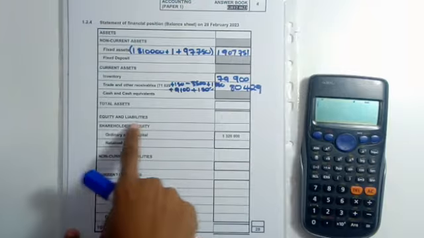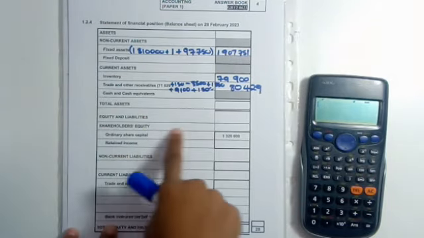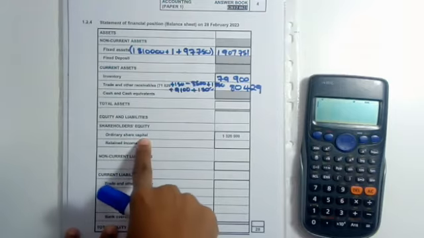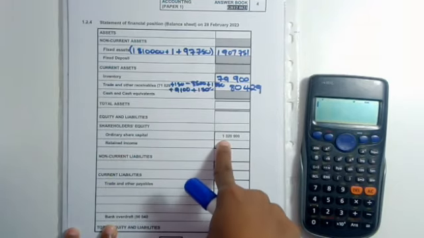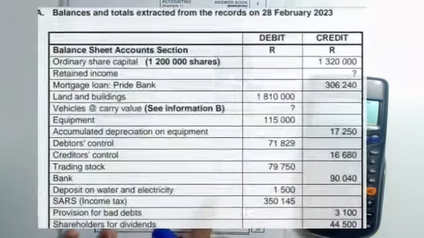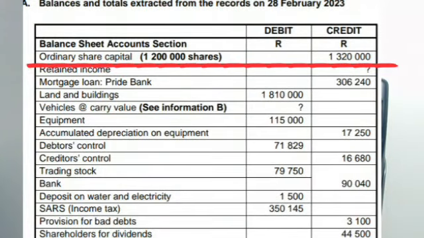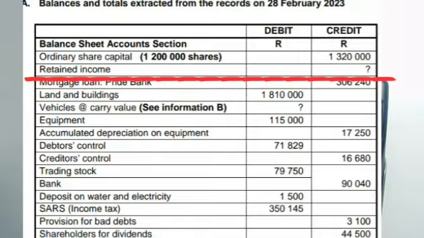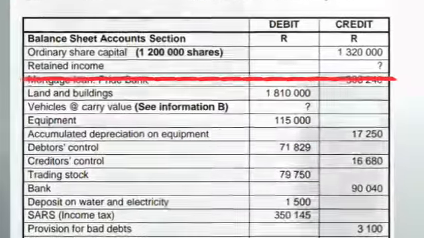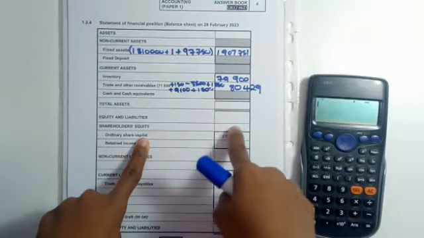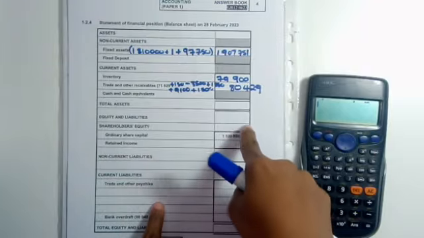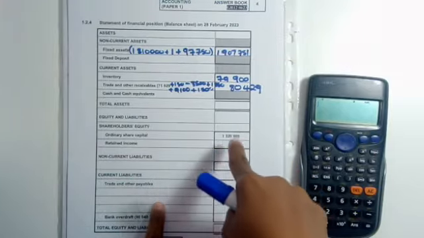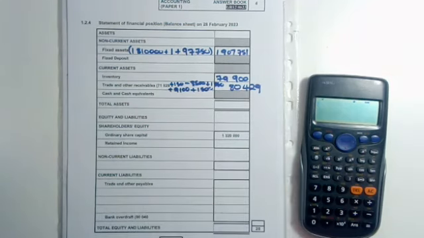So when we get to our equity and liabilities, we start with shareholders equity. We see that ordinary share capital has been entered for us at 1,320,000. We need to calculate our retained income. For our retained income, in information A, you will see that we have a question mark, so that means we are going to deal with that as a balancing figure. If we can find our shareholders equity, then we will take the shareholders equity minus ordinary share capital, and we will get retained income. So how do we get our shareholders equity?